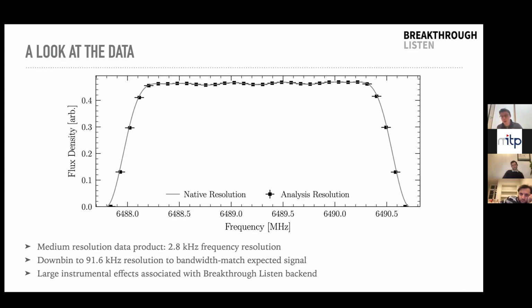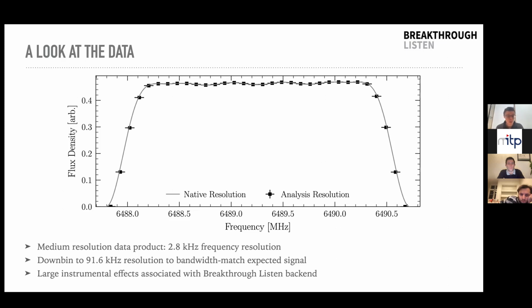The problem is on these coarse channels, which are a few megahertz wide, you get these big features. You can see I have some roll off in my data at the edges of this one coarse channel example, along with some spectral ripples at the top. The Breakthrough Listen data is really remarkably resolved. Here in this work, we use the medium resolution data product, which has a native resolution of about 2.8 kilohertz. That's way better resolution than we need for our signals. We need resolution at 40 kilohertz or 80 kilohertz in order to bandwidth match our expected signals.